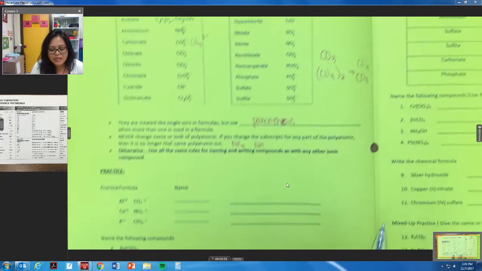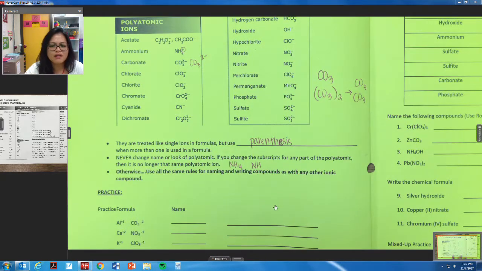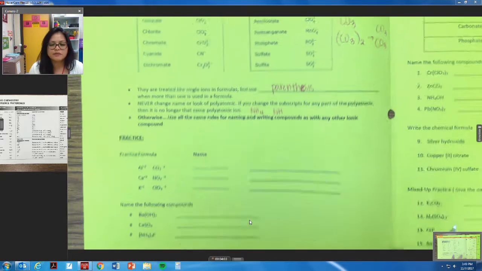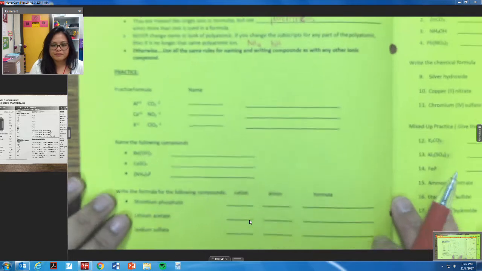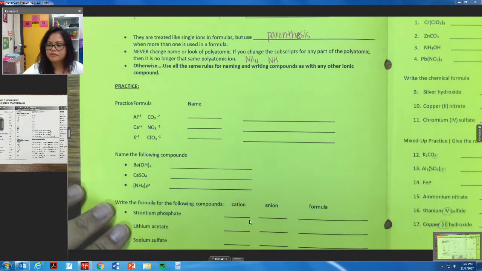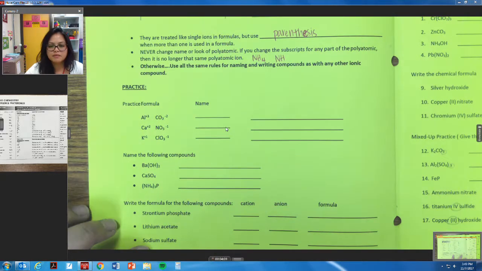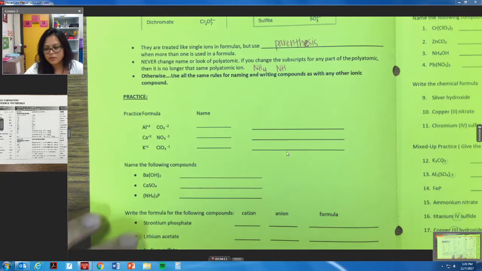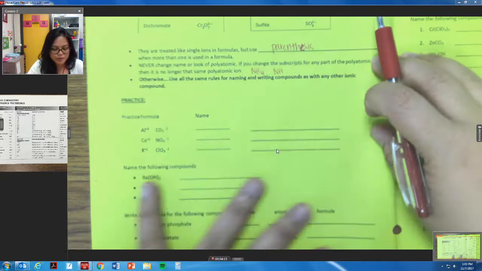Okay, so let's go ahead and take a look at our practice ones. Let me see. Let me go ahead and zoom in if I can. And it won't let me, so I guess I won't zoom in.